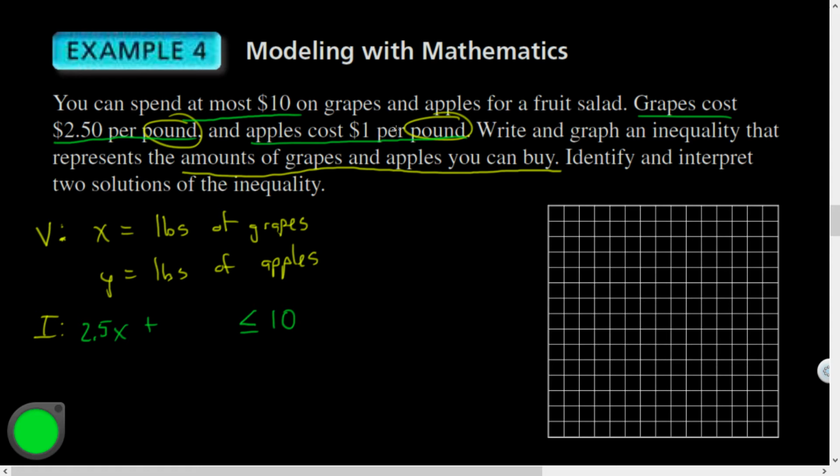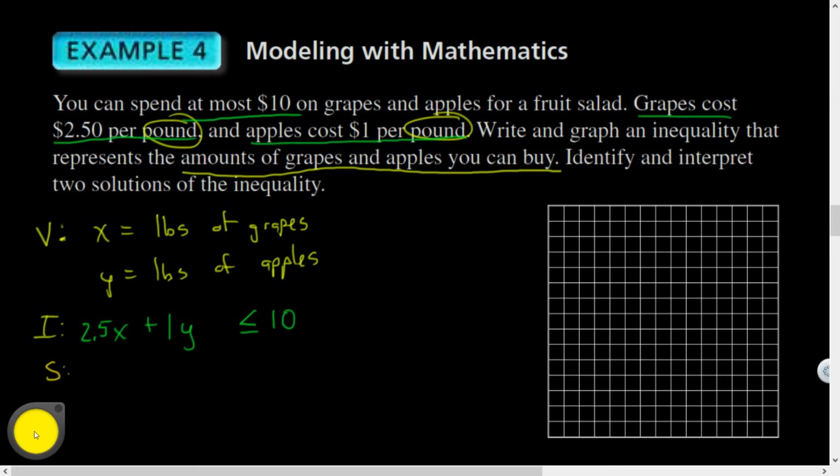What I get is a dollar amount that I spend on grapes. Okay? Plus, then I spend $1 per pound on apples. So that's $1 times the number of pounds of apples. Right? And this 1y term would represent the money I spend on just apples. And if I add money to money, I get more money. So that's my inequality. So let's solve this. And there's going to be multiple solutions.